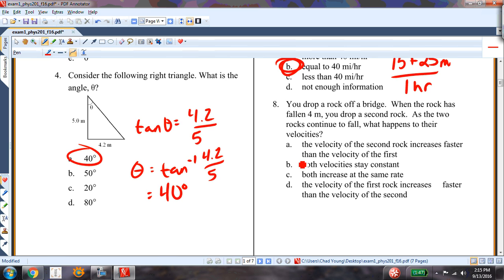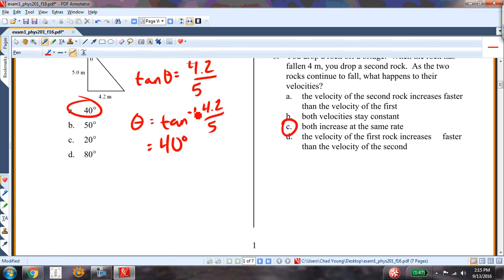You drop a rock off a bridge. Which of these describes this? This was straight from the concept test. It is that the velocities both increase at the same rate.